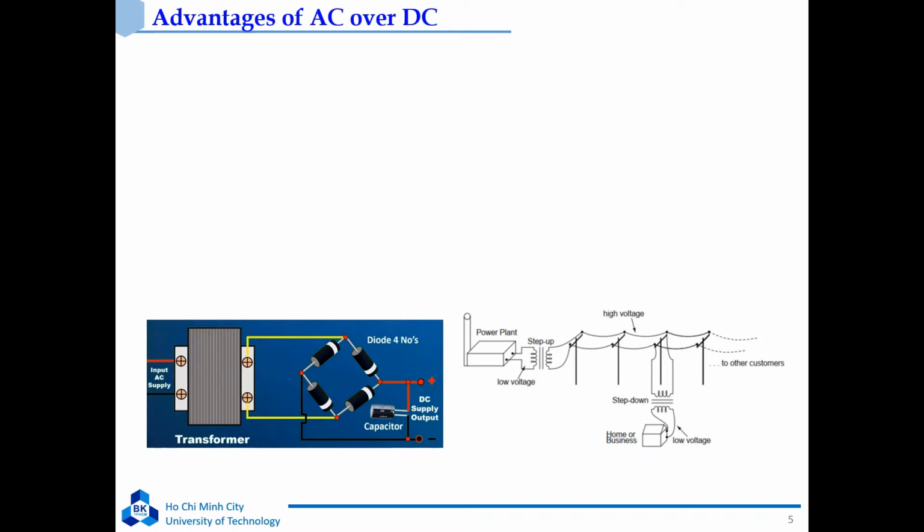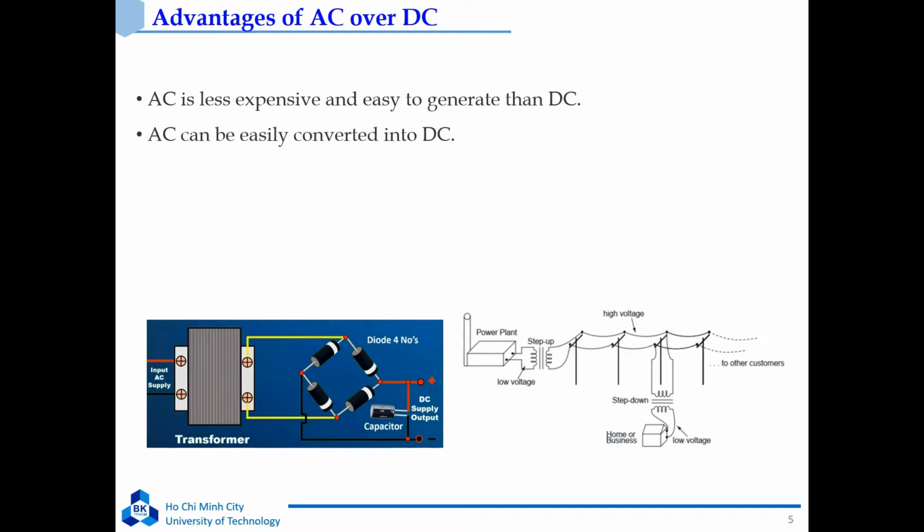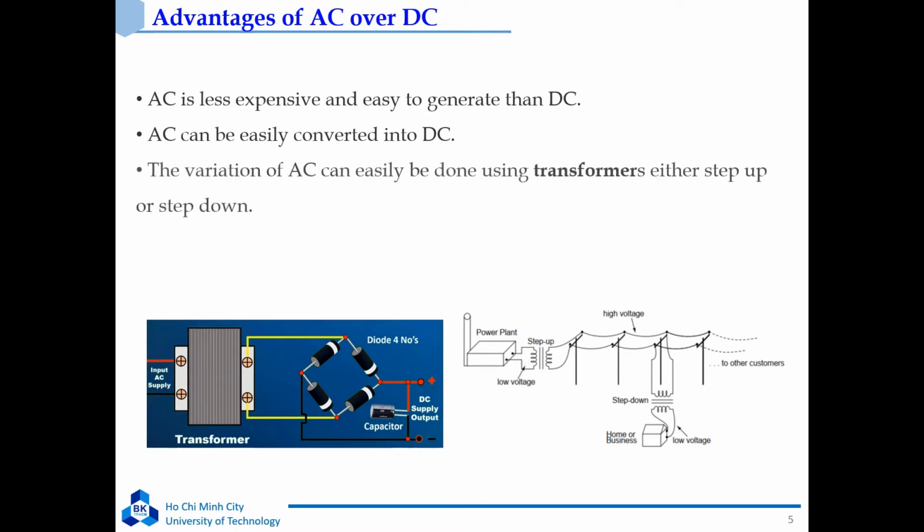The advantages of AC over DC. AC is less expensive and easier to generate than DC. AC can easily be converted into DC using rectifier circuits. The voltage of AC can easily be varied by using a transformer, either step up or step down. The power loss during transmission in AC is less when compared to DC.